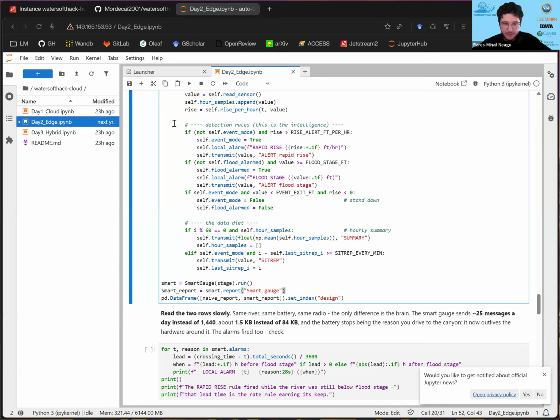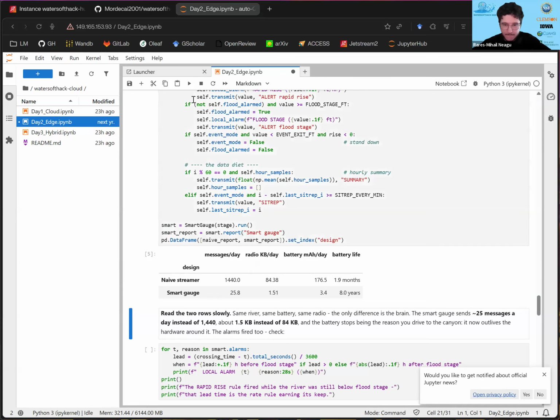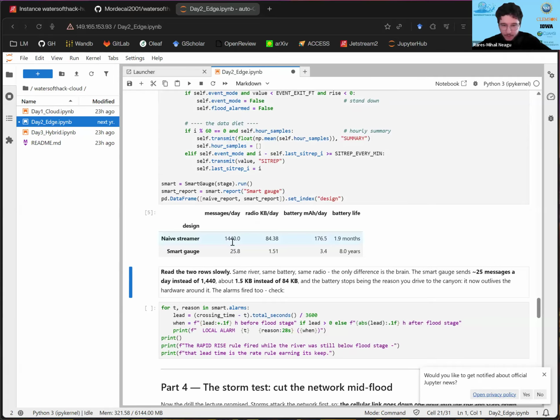Now, let's run this and see the report. The naive streamer, again, is going to send 1,440. This one's going to send 25. And because of this, instead of working for just 2 months, we're going to have it working for 8 years, which is amazing. This is a huge improvement in gauge design.